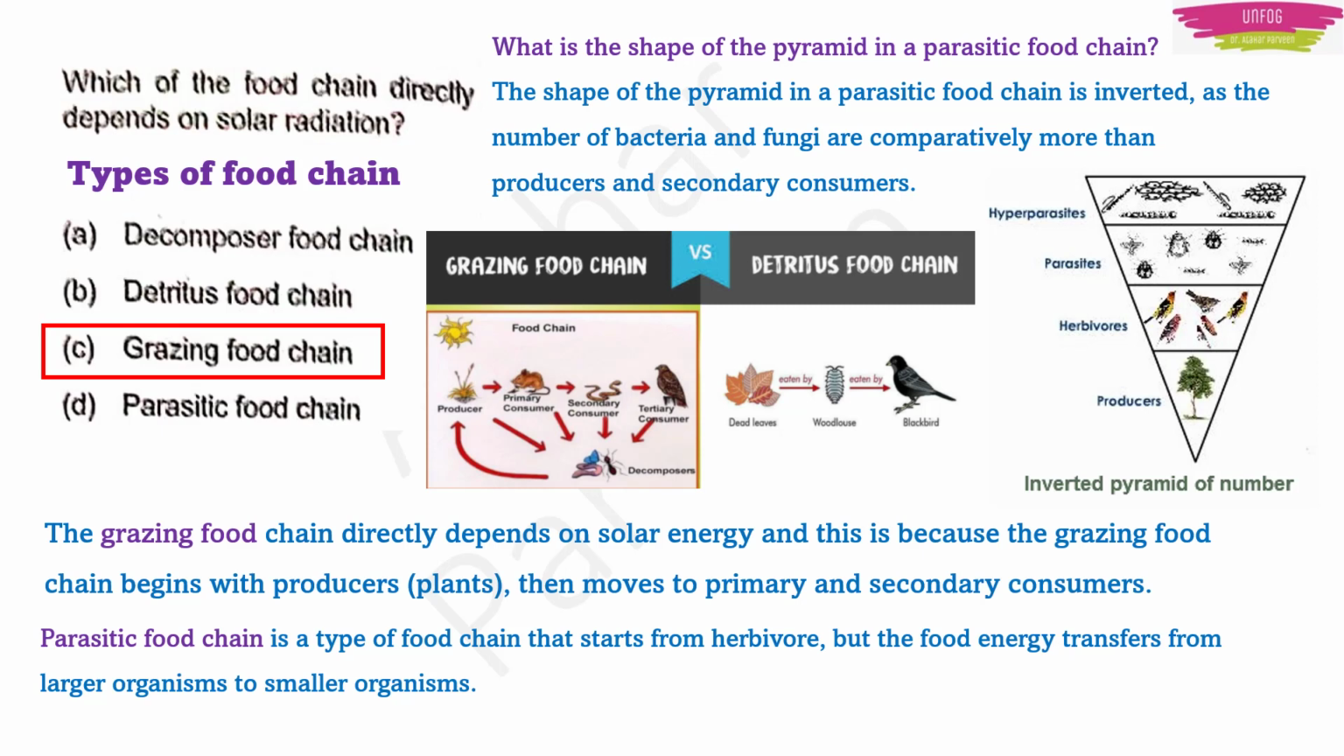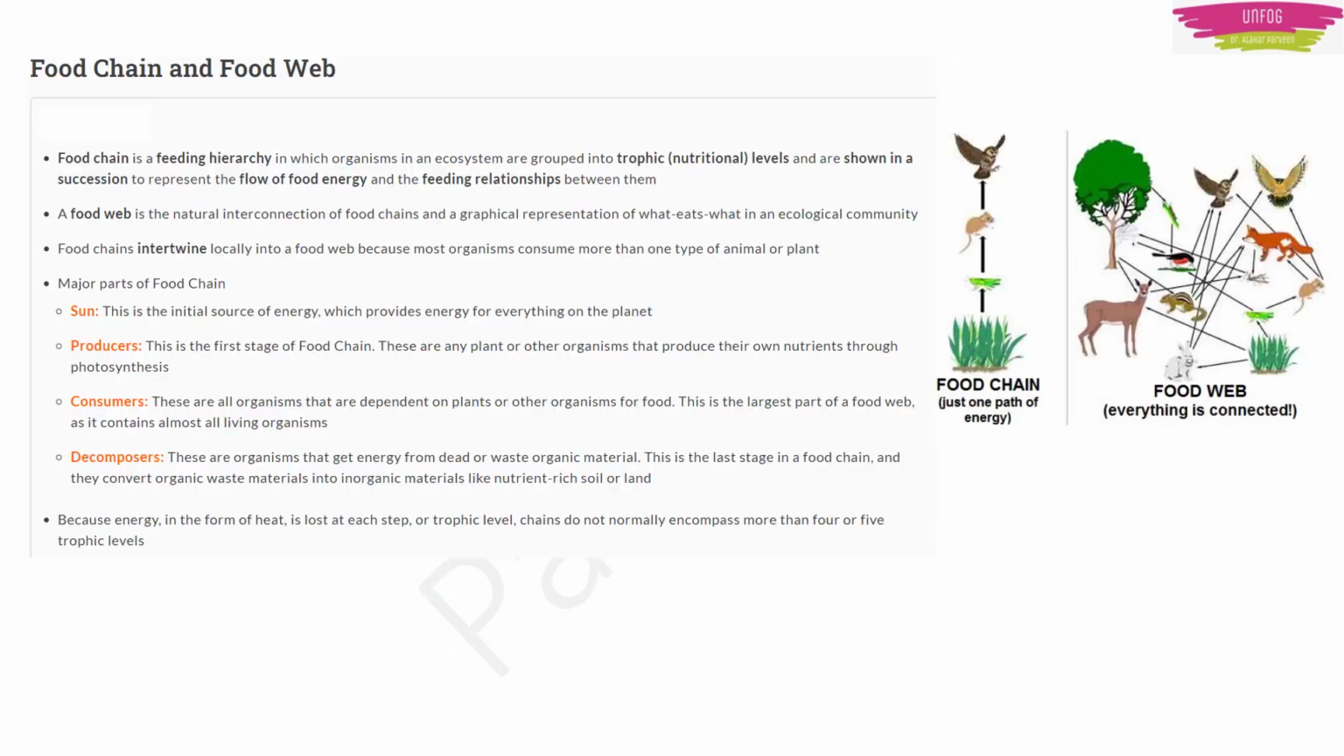So the answer for this question is: the shape of the pyramid in a parasitic food chain is inverted, as the number of bacteria and fungi are comparatively more than the producers and secondary consumers. So we need to talk more about this food chain, okay? Because maybe they will ask us a 2-mark question also.